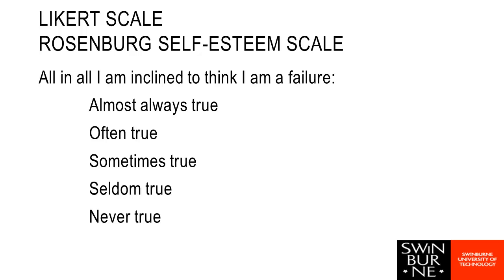So this one comes out of a scale called the ROSENBURG SELF-ESTEEM scale, and you can see we have the statement, and if we went and looked up this particular scale we'd see there's a whole lot of similar kinds of statements. So a statement, all in all, I'm inclined to think that I'm a failure, and you can see that we've got these different options. So we go from almost always true down to never true.